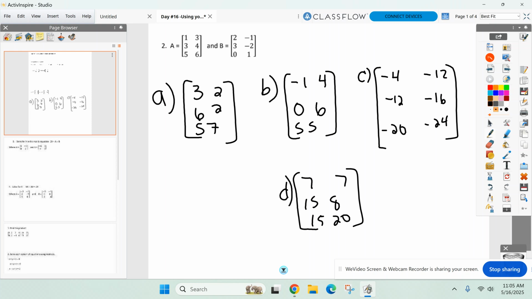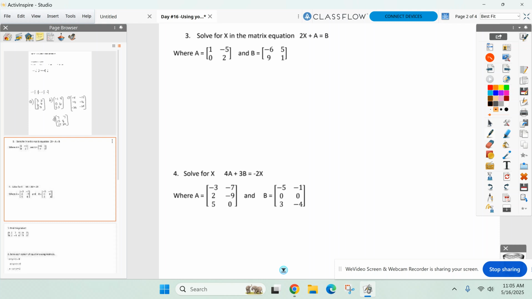Because you're going to do this on Delta Math strictly on the calculator on Monday. Everyone's good? All right, let's move on. So I showed you how to add, subtract, multiply by a number, and add them together. The second thing we did in this unit was solve for a missing matrix.